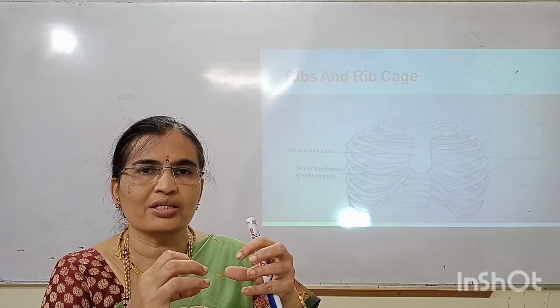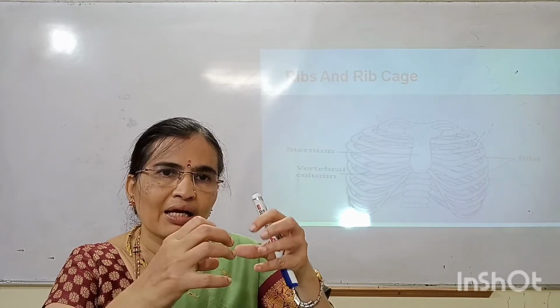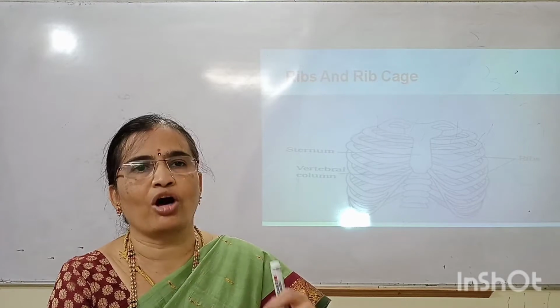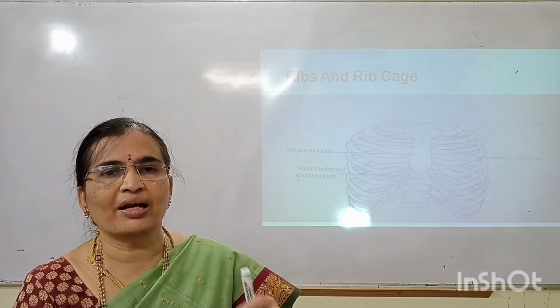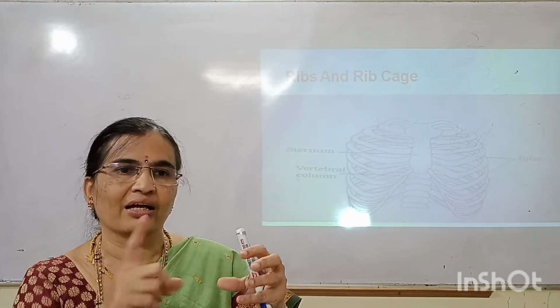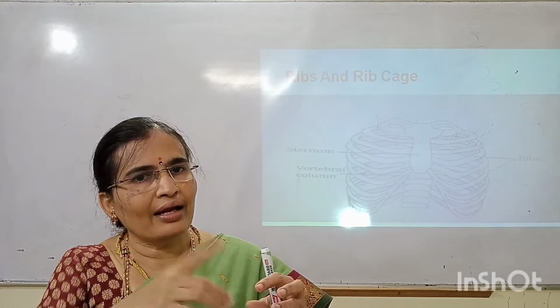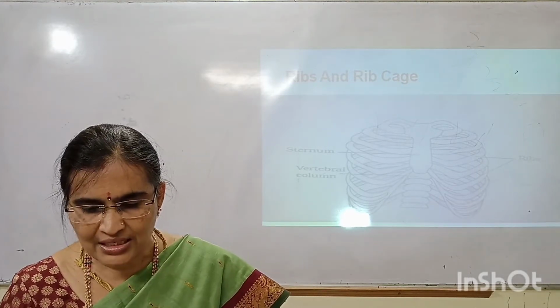A clip-like projection is there, with the help of which the ribs are attaching. So, ribs are attaching with the vertebral column. That is why it is said to be bicephalic. The vertebral column is bicephalic. On one side, one rib is attaching, and on another side, another rib is attaching. So, hence it is bicephalic.